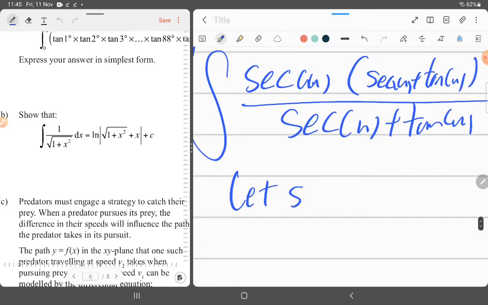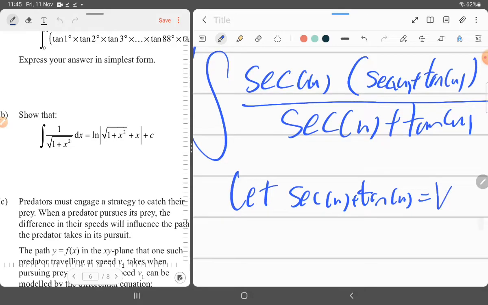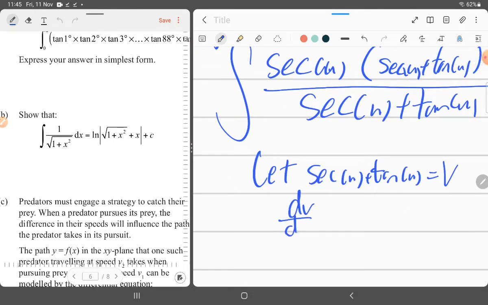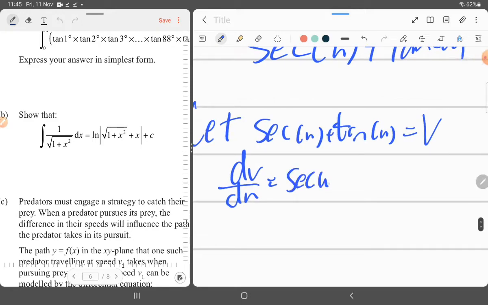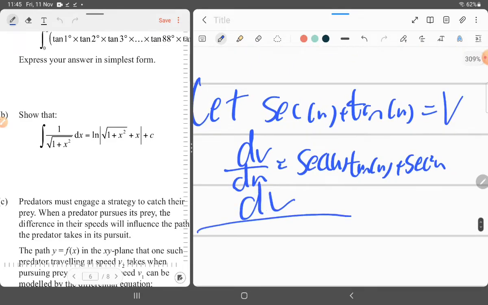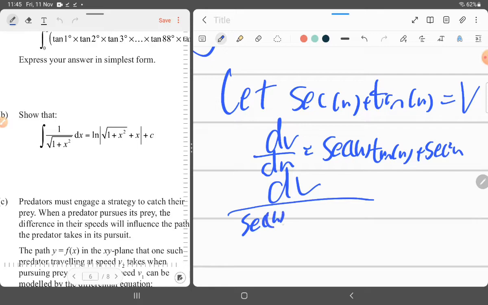Let v equal sec u plus tan u. What's dv over du? The derivative of secant is sec u tan u, and the derivative of tan is sec squared u, so dv over secant u tan u plus sec squared u is equal to du.